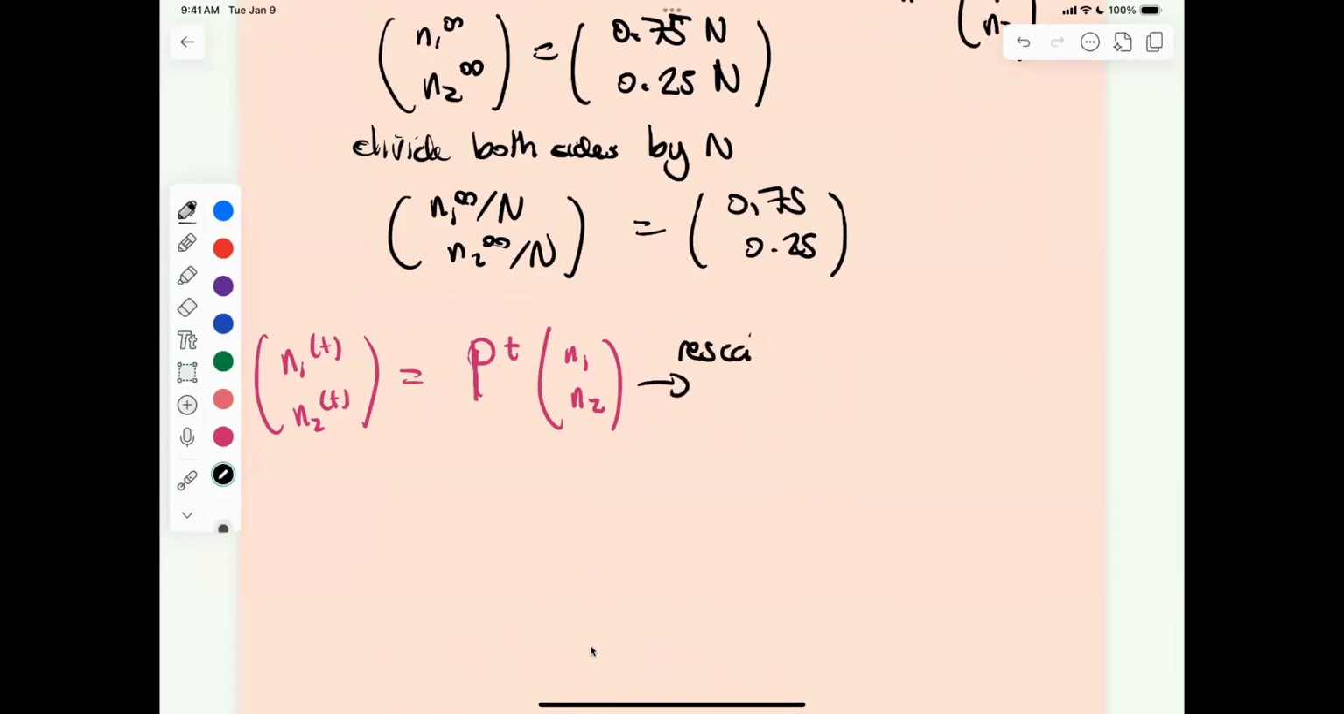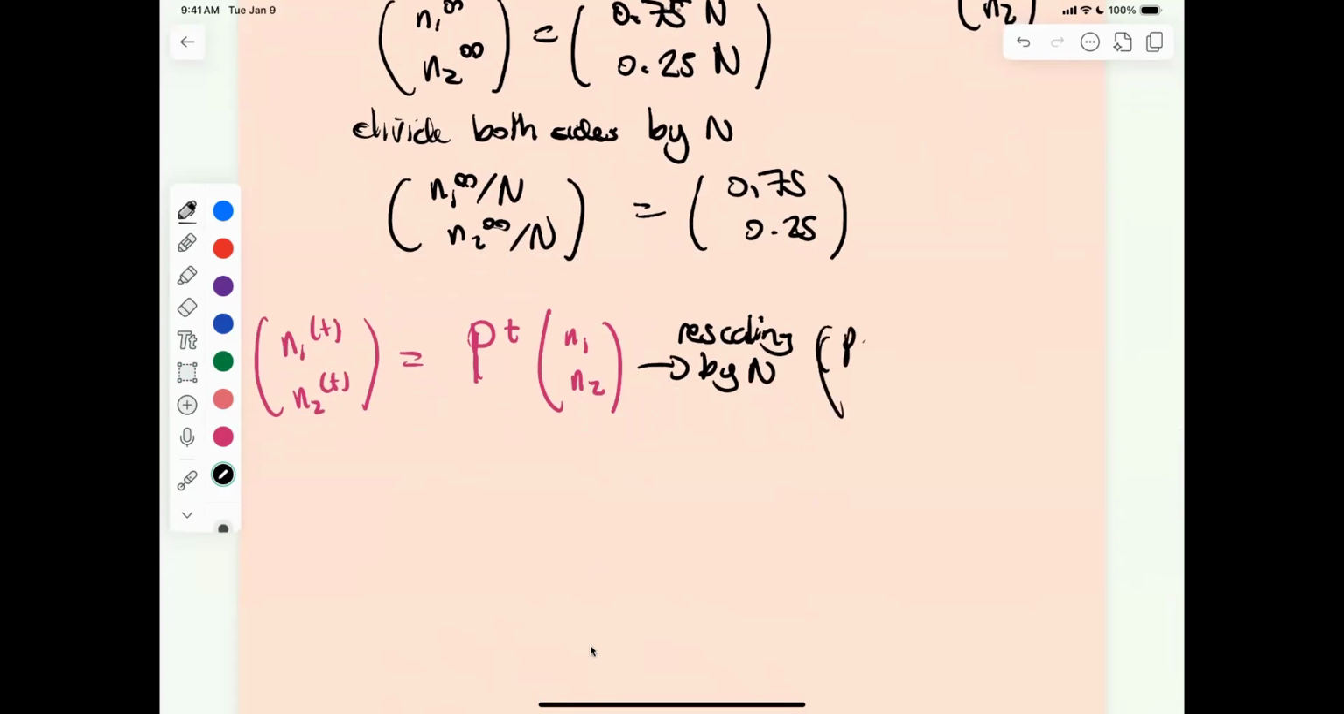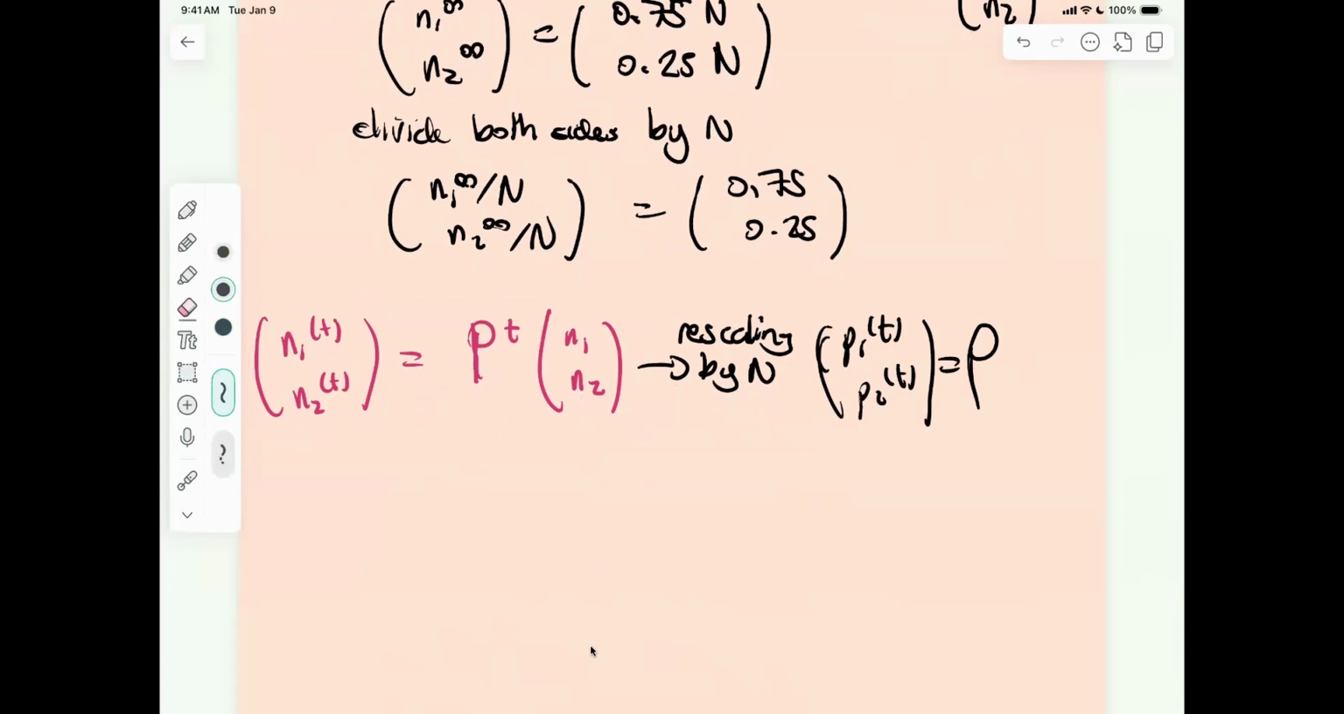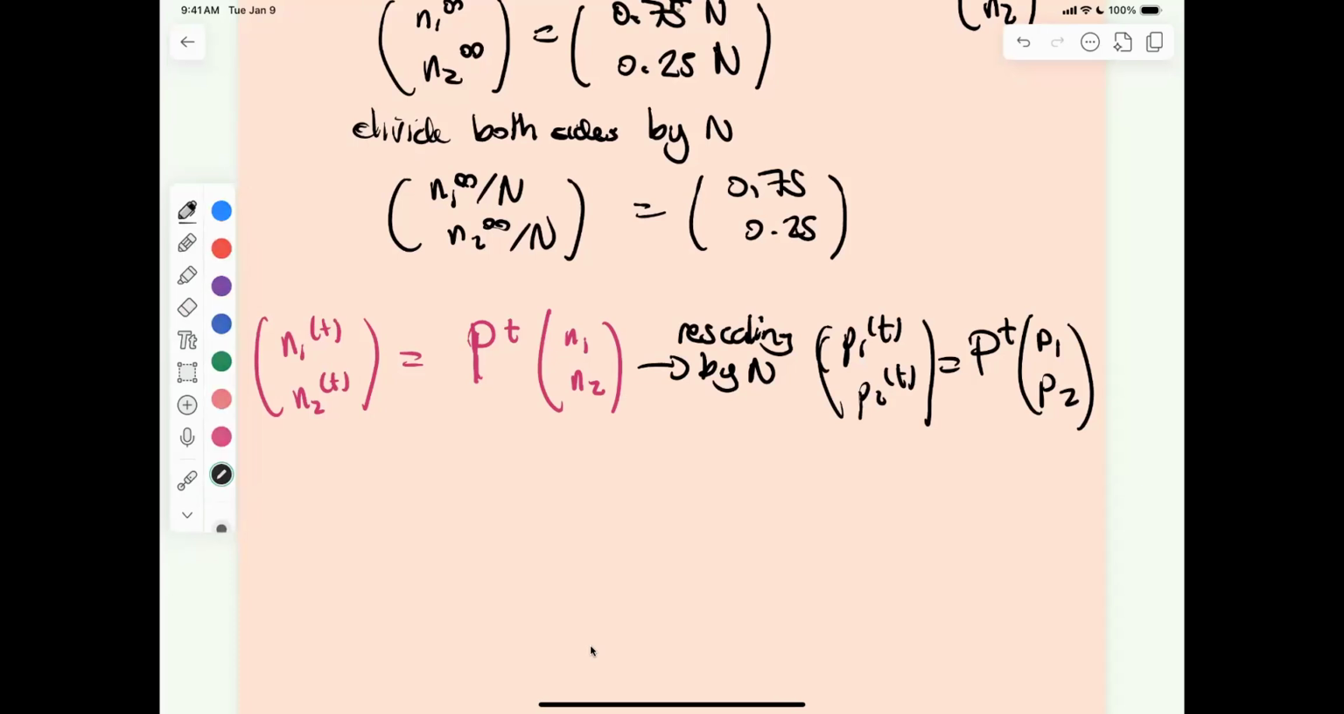After rescaling by n, meaning that you divide both sides by n, what that tells you is the probability at time t that a certain number of people would have a cell phone, and the probability at time t that a certain number of people would not have a cell phone. That was just P to the t, applied to P1, P2, where P1 and P2 are now the initial probabilities. So here P1 and P2 are just N1 over N and N2 over N.